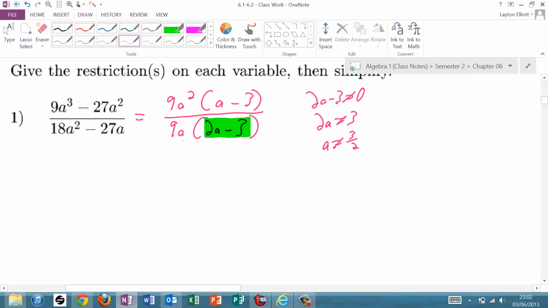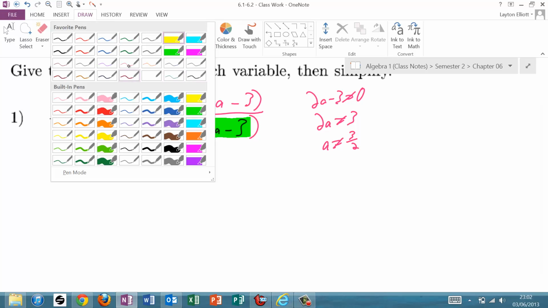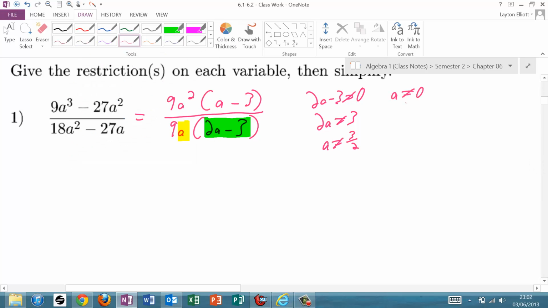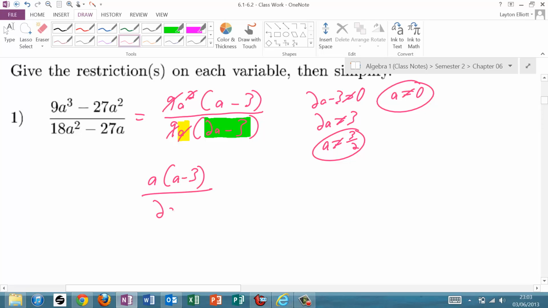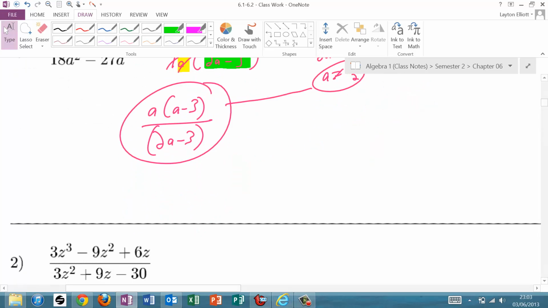There's one restriction. If I look at this piece right here, I don't really care about the 9. I end up with a is not equal to 0. So those are my two restrictions. Now let's go back to the problem and cancel. 9's go. The a squared over the a goes away. And I'm left with a times an a minus 3 over 2a minus 3. Think of the 2a minus 3 as being in its own parentheses, which helps you see that nothing more can cancel. So let's link all these. That's my answer with restrictions.